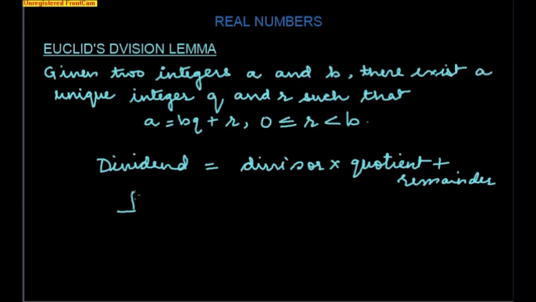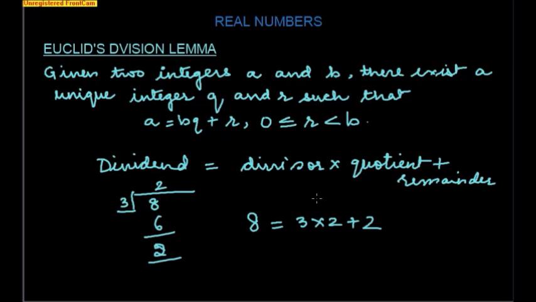Let me take a very small example to explain you. If I have 8 which is being divided by 3, then we all know this is the division. And this can be written as 8 equal to 3 into 2 plus 2. We are doing exactly the same thing in the division lemma. a here is 8, b is 3, q is the quotient 2 and r is the remainder 2.